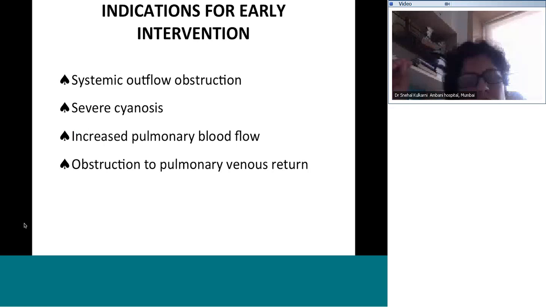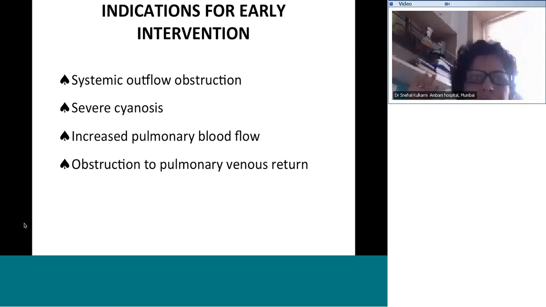What are the indications for very early intervention? So usually we know whether we need to intervene in early neonatal life in patients with a univentricular heart. So what are the indications where you really have to intervene in the early neonatal life? You have systemic outflow obstruction. Take an example of hypoplastic left heart syndrome. You have a systemic outflow obstruction. You have mitral valve abnormalities, you may have aortic stenosis, aortic atresia, you have hypoplasia of the aortic arch or interruption. So there is a systemic outflow obstruction.